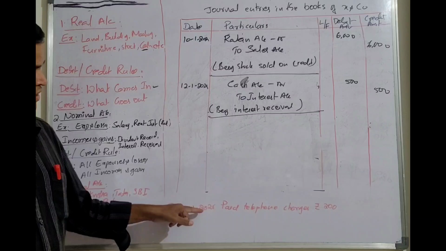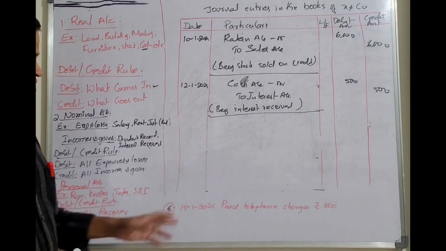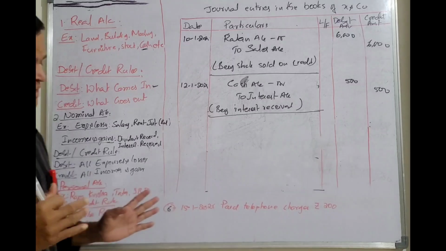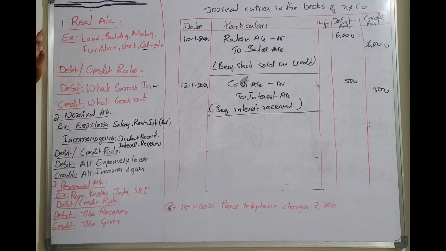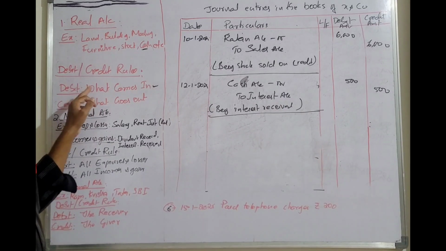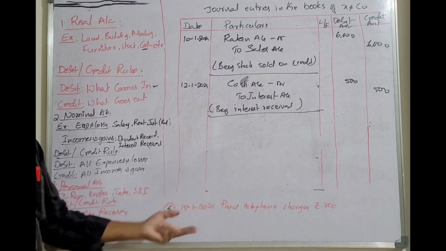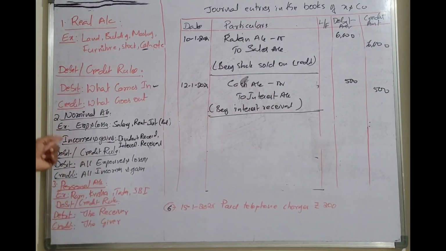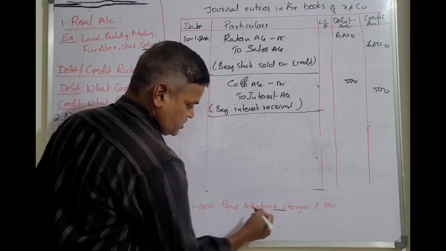On 15th January 2025, pay telephone charges rupees 200. So this is the entry. The business has paid telephone charges rupees 200. So first we have to write debit. If you want to write debit, we have to check according to real account. When we have to write debit, what comes in? Is any asset coming in with this transaction? No. Then we have to check according to nominal account. According to nominal account, when we have to write debit, all expenses and losses. So we have an expense, telephone charges.